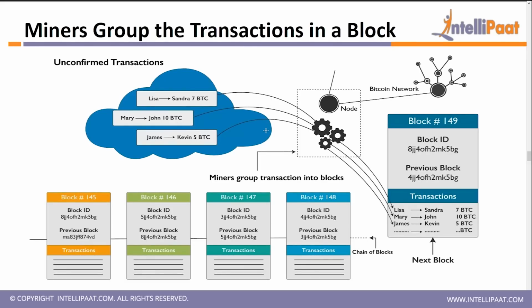One more important thing that you should observe from the diagram is that every block has a number attached to it that corresponds to the length of the blockchain and the block ID of every block created in the network.